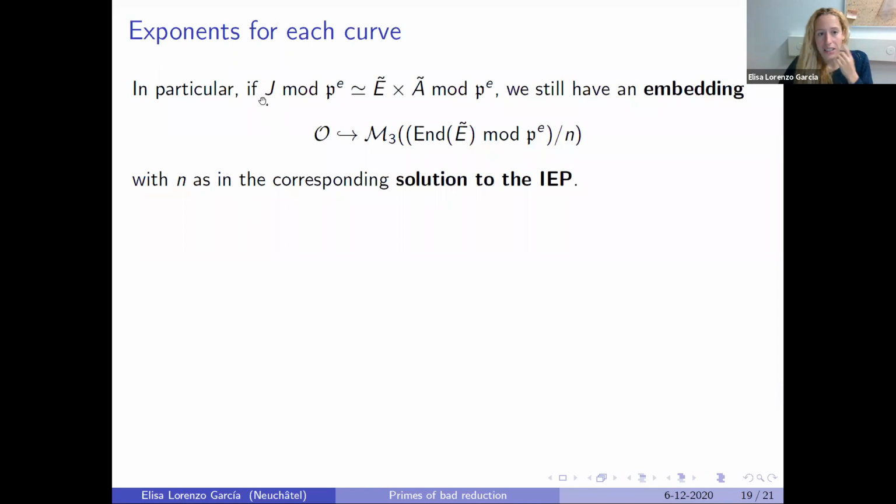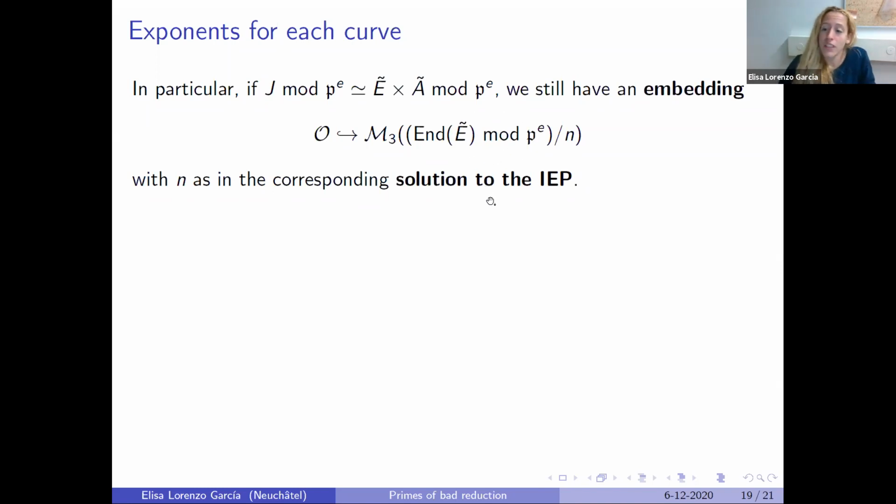The idea is that if your Jacobian is isomorphic to this product for an exponent E, then we still have an embedding, a solution to the embedding problem, but with entries in R, the order in the quaternion algebra, into the endomorphism ring of an elliptic curve with complex multiplication modulo P to the D, such that the reduction is the reduction of the elliptic curve we were looking for. So what we need to control is this thing.